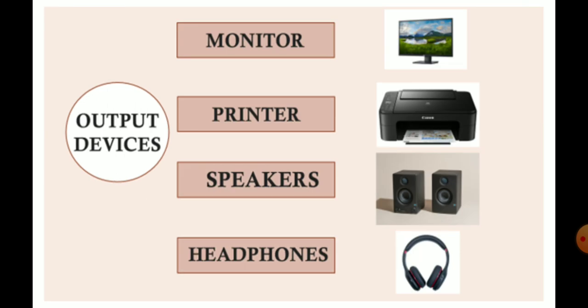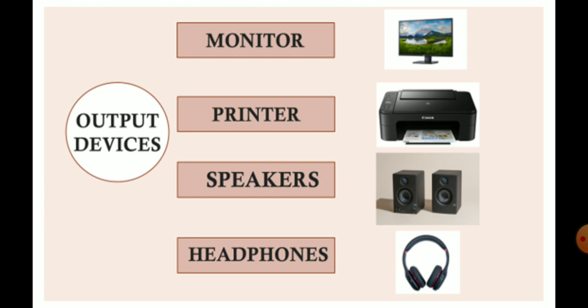Now we come to the output devices. Now, what do output devices do? As the word suggests, output, that means they give us the output or the result. We will study this in the IPO cycle, but first, let's get to know the devices. The output devices are used to display the results of processing to the user.